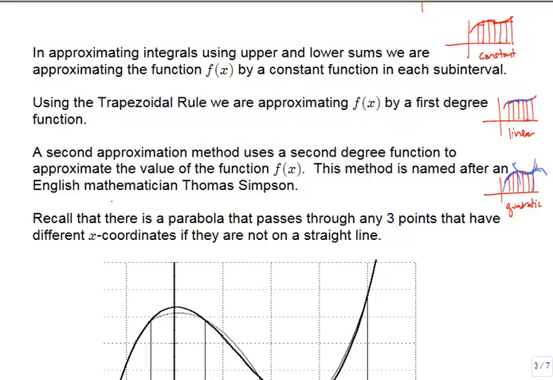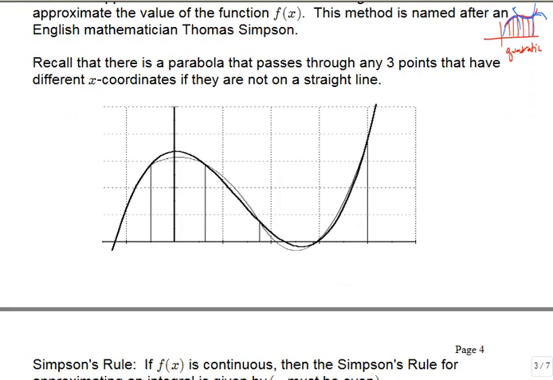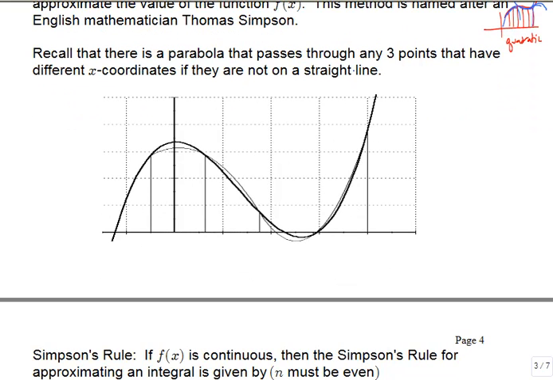This method is named after an English mathematician, Thomas Simpson, and again it's called Simpson's rule. It's based on the fact that there is always a parabola that will pass through any 3 points that have different x-coordinates and that are not on a straight line. So for example, if you look at this picture here, we have 3 points on our curve, right here, right here, and right here. If I look at those 3 endpoints, I can find a parabola that will pass through them. And this might look something like that.